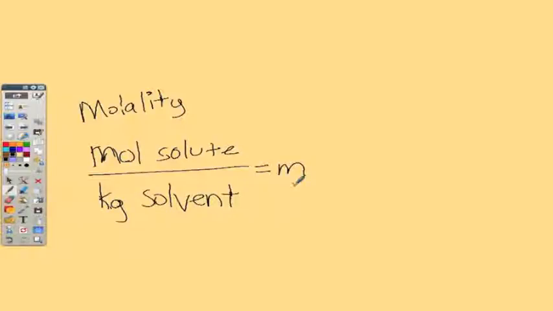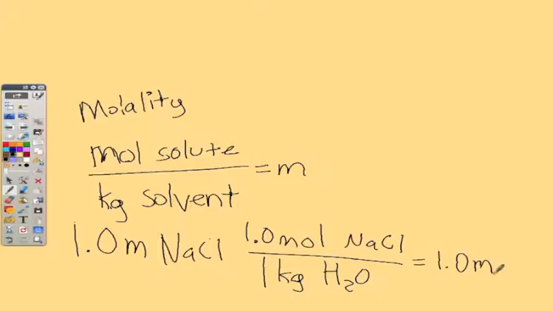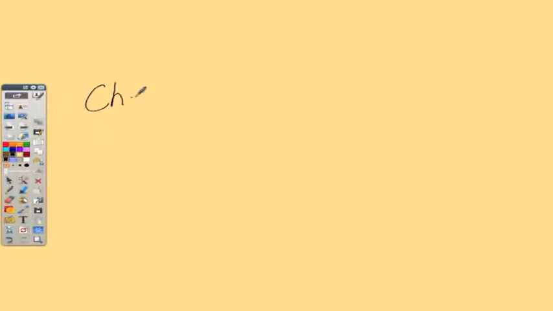So, for example, in an aqueous solution where the solvent is water, you would use the number of kilograms of water. Be sure that you use kilograms and not grams. For example, a 1.0 molal solution of NaCl means that there is 1.0 mole of NaCl for every 1 kilogram of water.